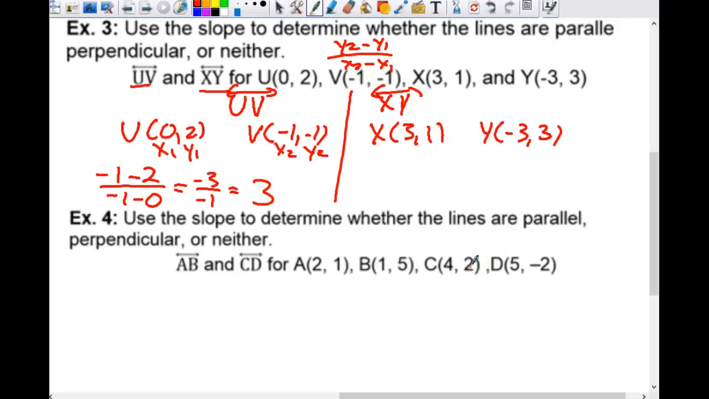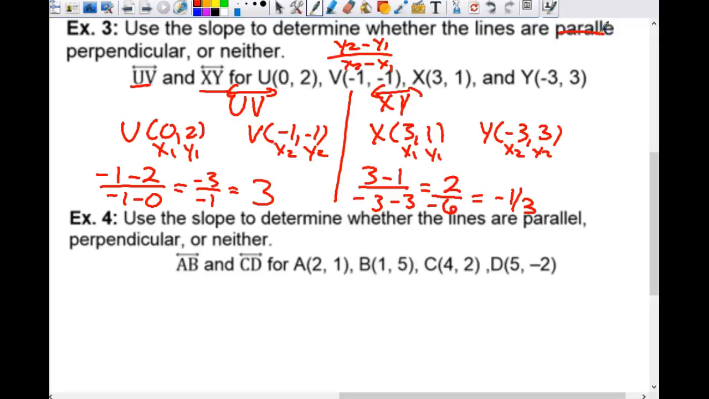What's our next step? Label them. X1, Y1, X2, Y2. Plug it in. We're going to have 3 minus 1 over -3 minus 3. That ends up being 2 over -6, which simplifies to be -1 over 3. So, is 3 the exact same thing as -1 over 3? No, those are not the same thing. So can those be parallel? No, so we're going to scratch that off the list.